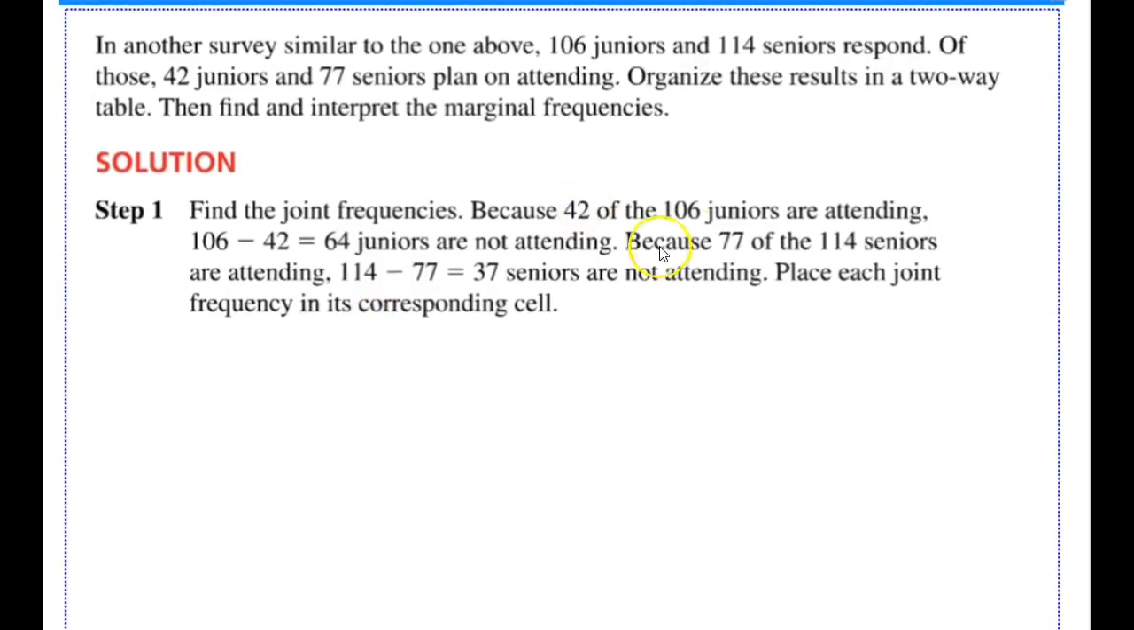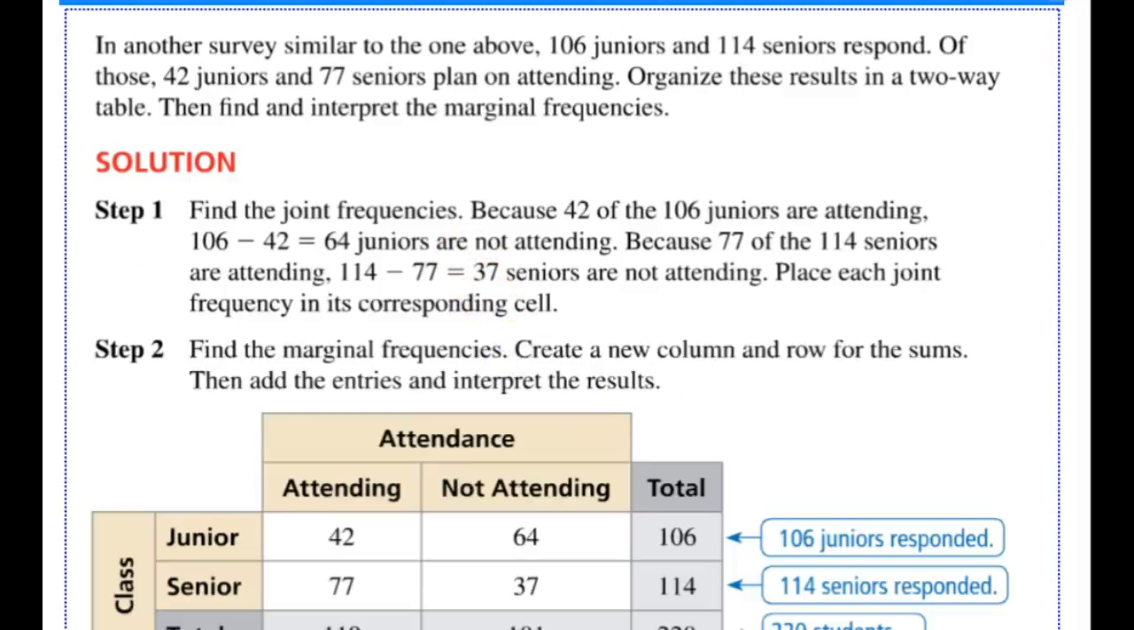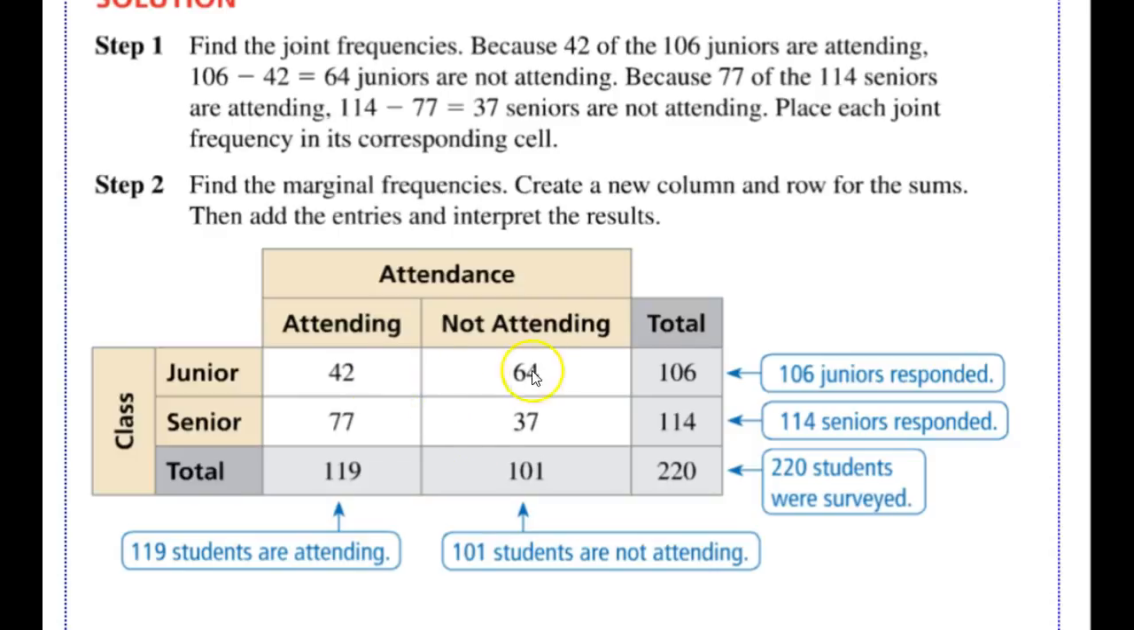So I know that 42 of the 106 juniors are attending. I have to figure out how many juniors are not attending, so I subtract. And I do the same thing with seniors. I know 77 are attending, so I subtract that from my 114, and I find out that 37 are not attending. So now I can put each of those into its appropriate cell, right? So juniors that are attending, juniors that are not attending.